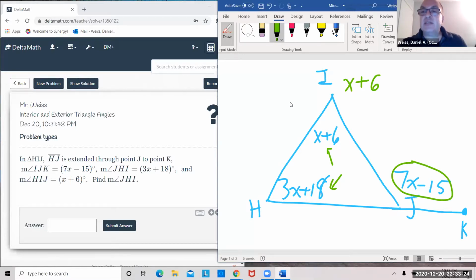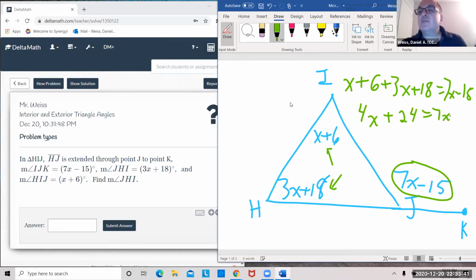So x plus 6 plus 3x plus 18 equals 7x minus 15. You get 4x plus 24 equals 7x minus 15. Then you'll get 3x equals 39, x equals 13.